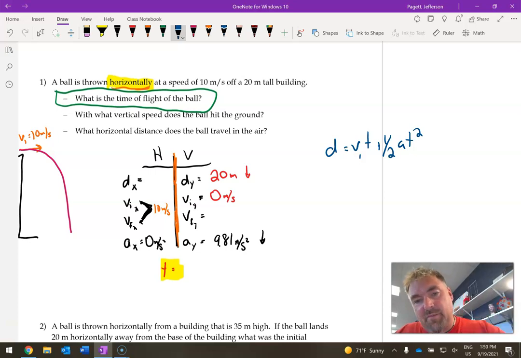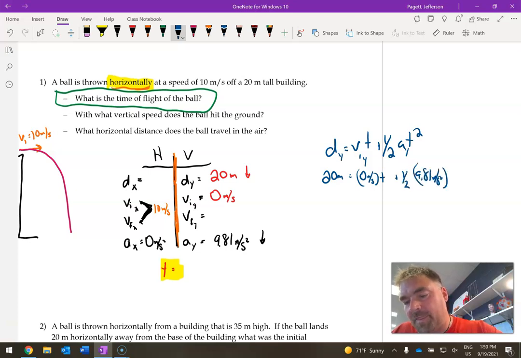This works because, and I'm going to put a little dy, VIY, AY, I'm going to use the vertical side. I've got 20 meters. My initial velocity is 0 meters per second plus 1/2 of 9.81 meters per second squared times t squared. Now the 0 meters per second times t goes away. So I've got 20 equals 1/2 of 9.81 meters per second squared times t squared. And so when I solve for time, I'm going to find out the time is 2.02 seconds.